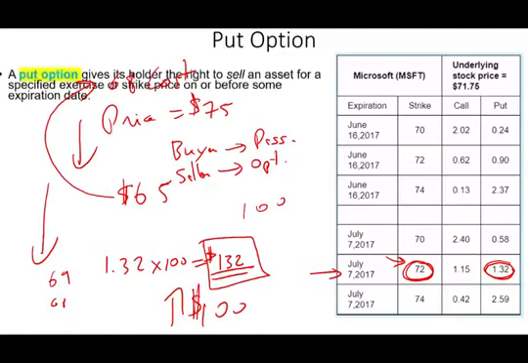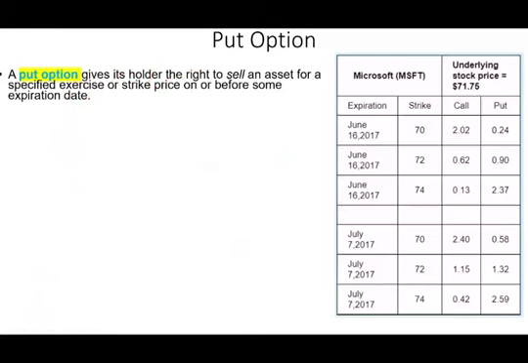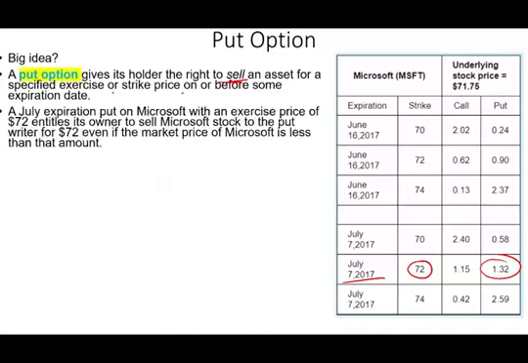So what is a put option? A put option gives the right to sell an asset for a specified price, or strike price, on or before the expiration date. Here we're talking strike price of 72, expiration date July 7th, and you have to pay a premium of $32. That's the big idea. On July expiration, a put on Microsoft with an exercise price of 72 entitles the owner to sell Microsoft to the put writer for 72, even if the market drops below that price.